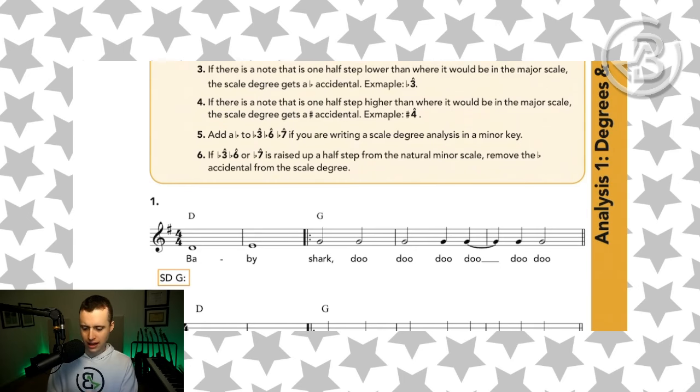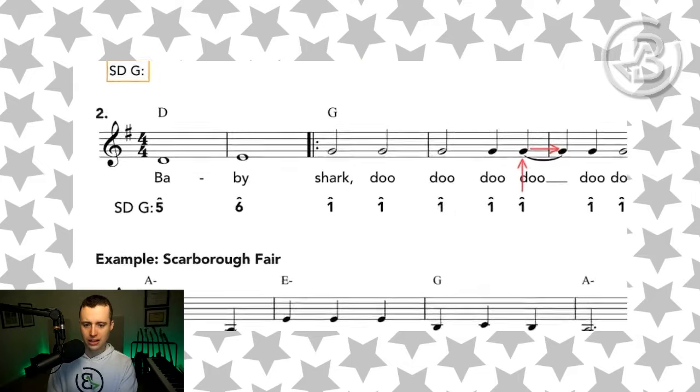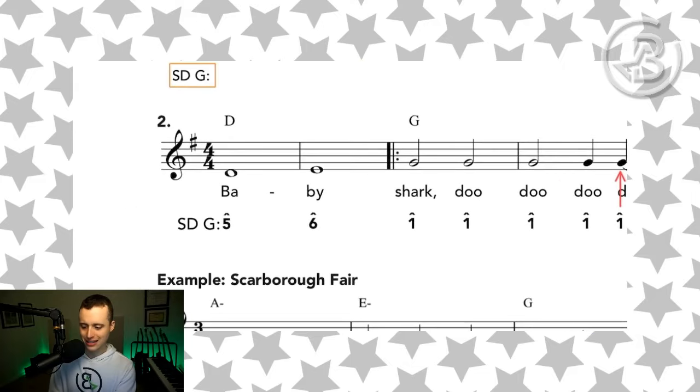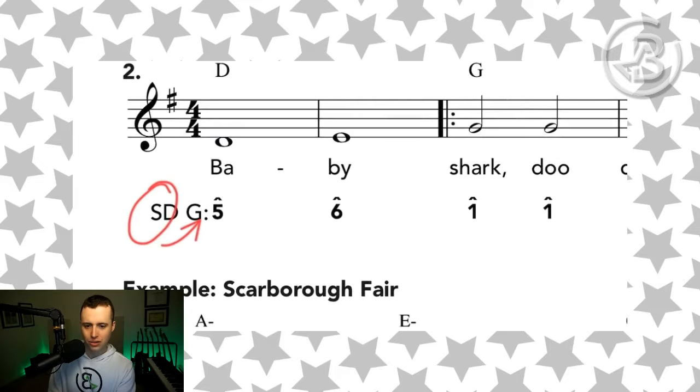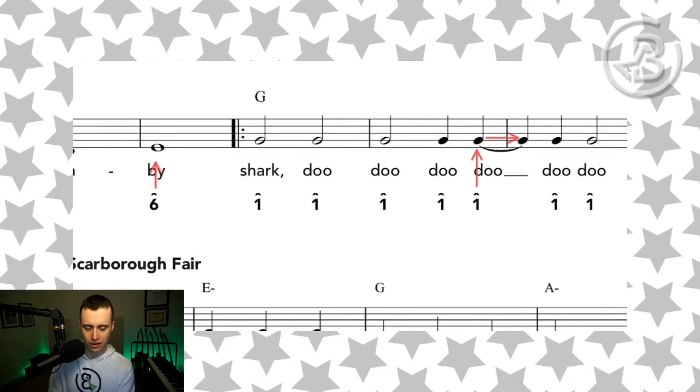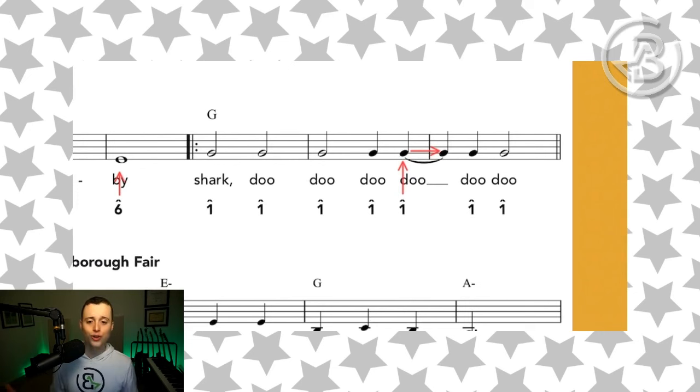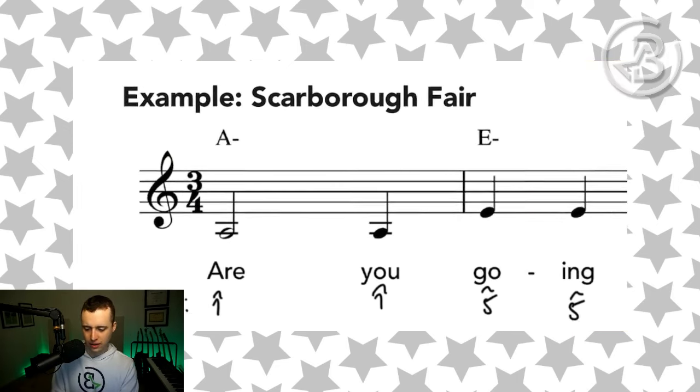So let's take a look at some of these examples. Here's a scale degree analysis in a major key. You see we have SD for scale degree. Then we have the little way we have of writing the key. That's the key of G major. And then we have the scale degree for each note. So D would be scale degree 5, and sure enough, here's scale degree 5 right under the D. The E is scale degree 6, and sure enough, there's scale degree 6 written underneath. And then there are a lot of G's, so those are all scale degree 1. Let's take a look at a minor scale degree analysis.